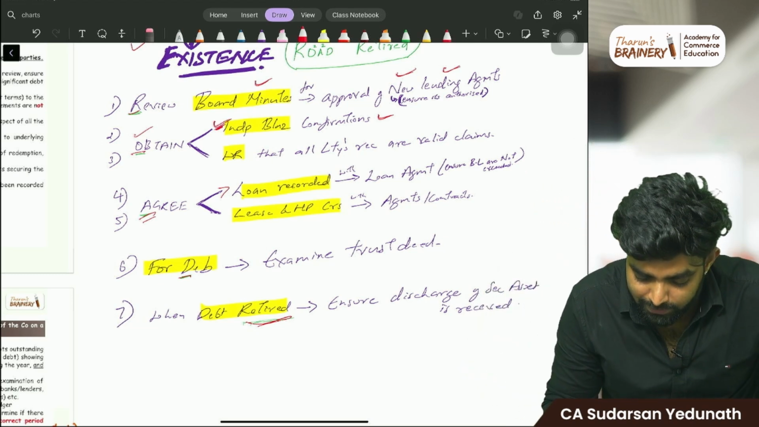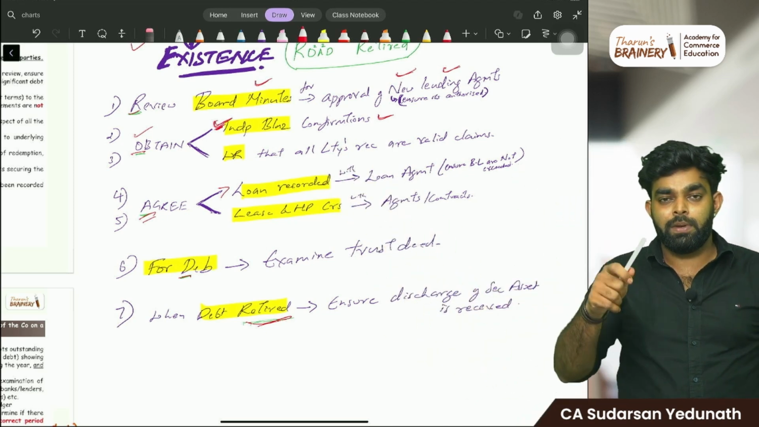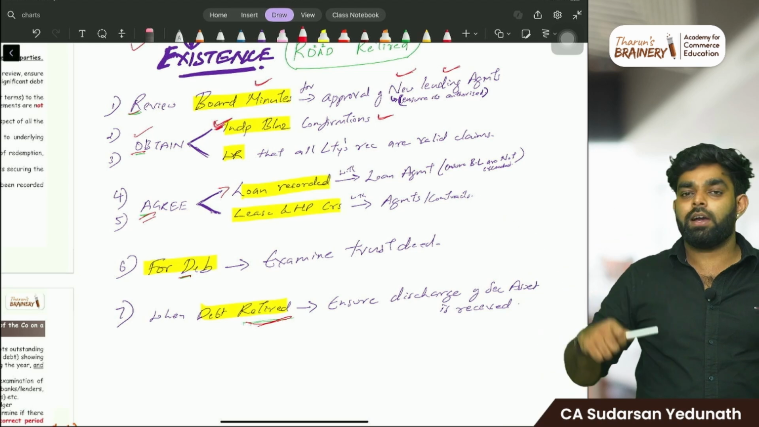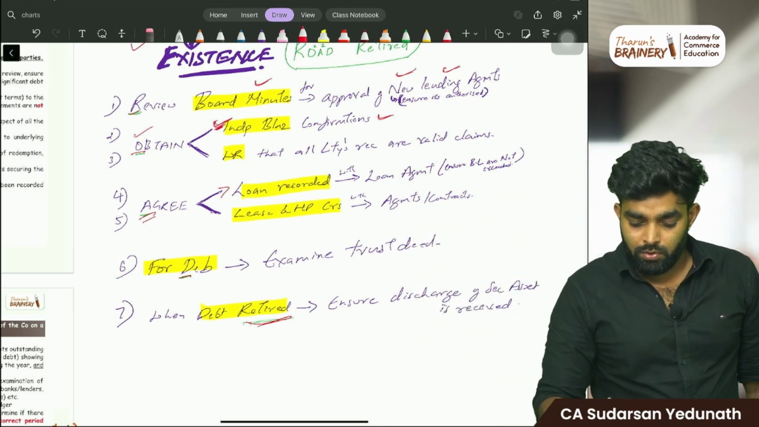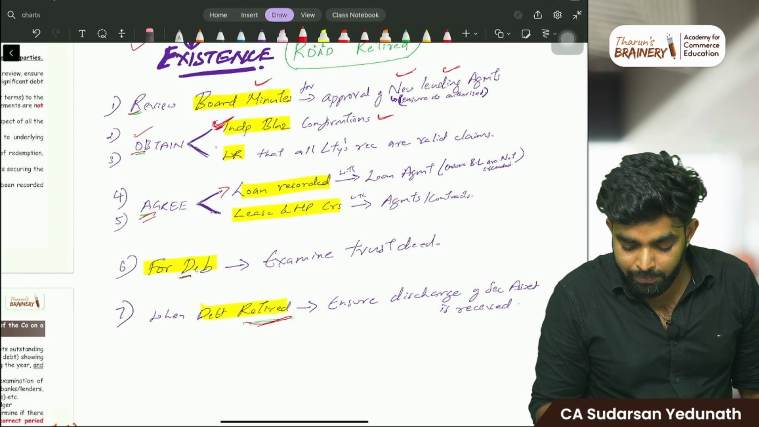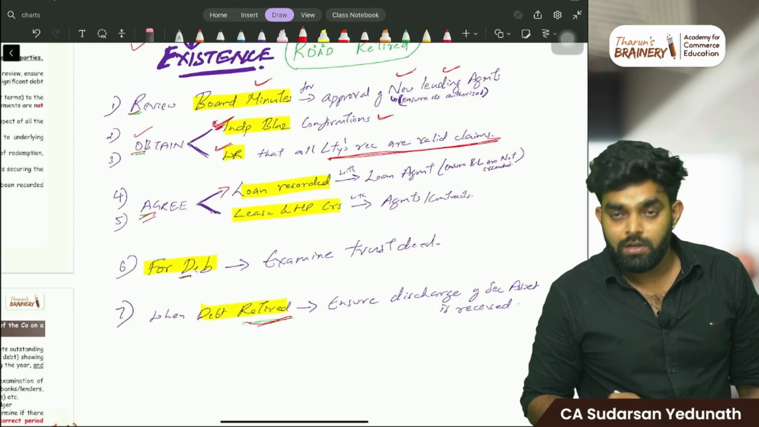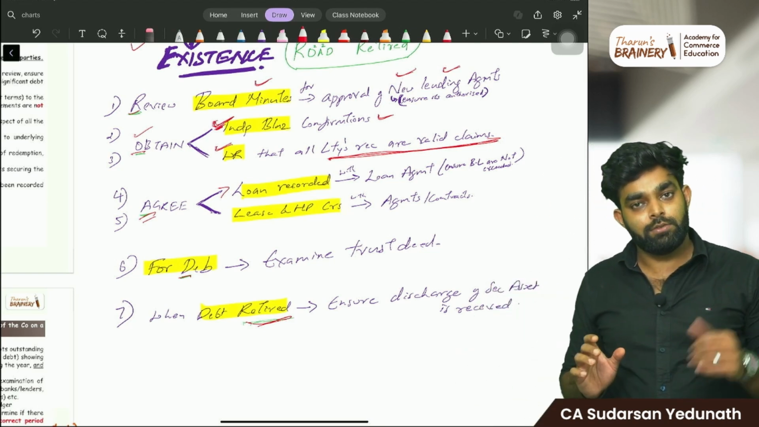So obtain independent balance confirmation. Ask the bank to give it on a piece of paper. The company borrowed 10 crore from ICICI Bank. Ask ICICI Bank to give a confirmation that this company has borrowed 10 crore from you. So obtain that confirmation, and obtain a written representation that all the liabilities recorded are valid claims. That is, all the borrowings are actually valid claims.